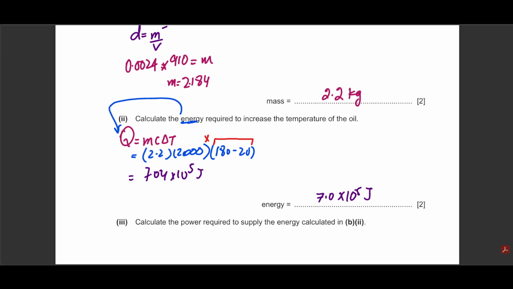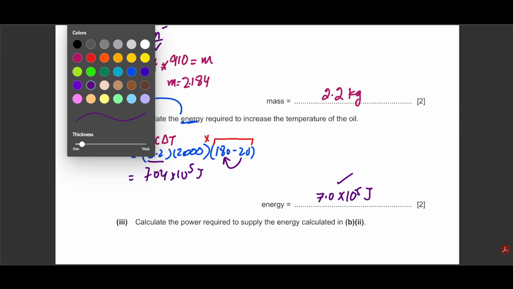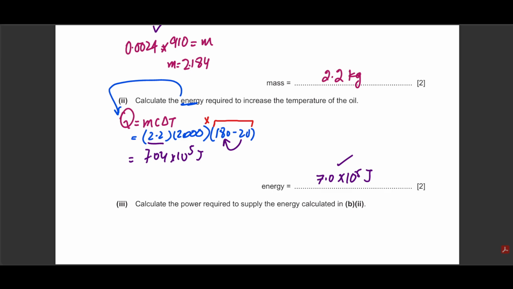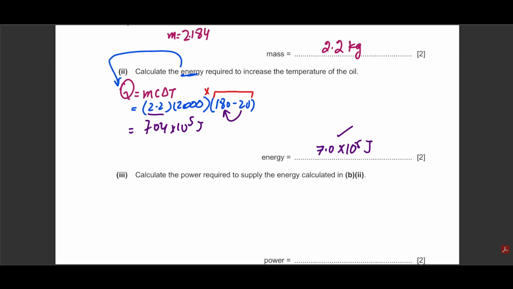If you had to do this job with the oil to raise its temperature from 20 to 180 and its mass would have been 2.2, then this is the amount of energy required, either provided from a stove or by burning wood or by an electric heater. This is what is going to be required.